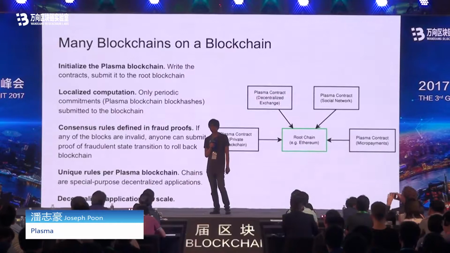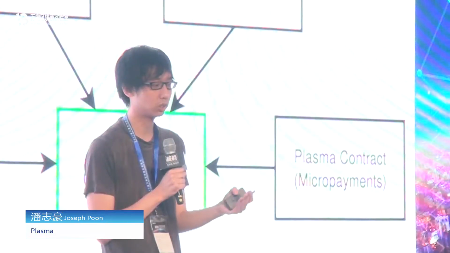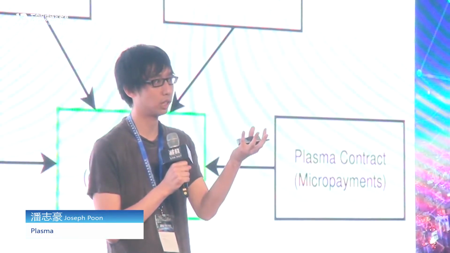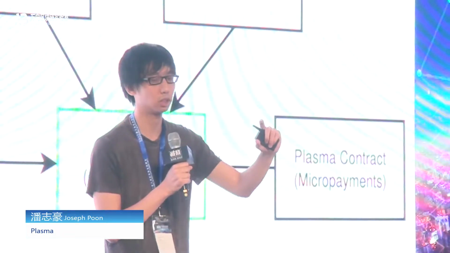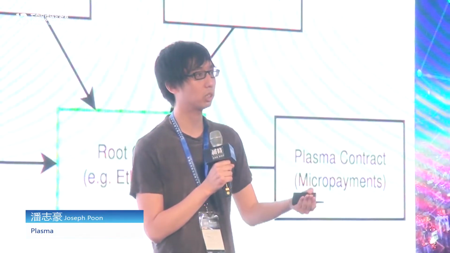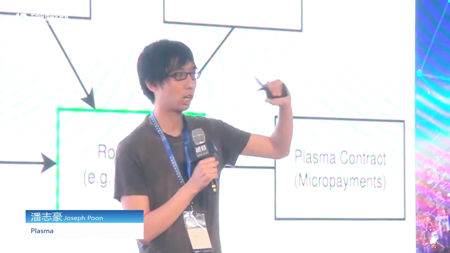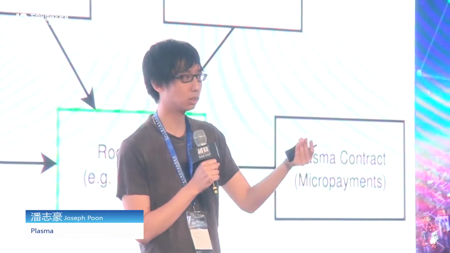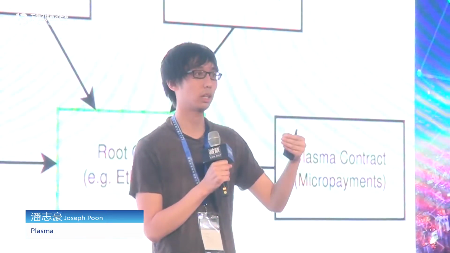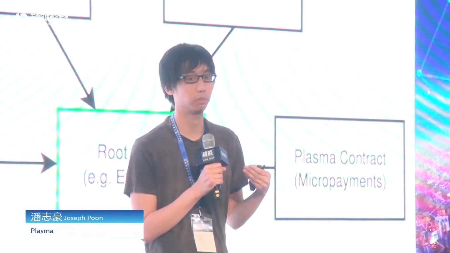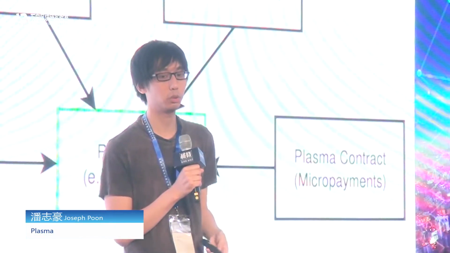So what is Plasma, right? Plasma is a construction that allows you to write a library, and you use this library and include your business logic, and upload the smart contract onto the blockchain. And after uploading your contract onto this blockchain, that creates a child blockchain. And there's local computation within this child blockchain. And the consensus rules are enforced using fraud proofs. And that means that if someone tries to create false blocks, that is enforceable on Ethereum. And within each blockchain, there are unique rules. And you can do decentralized applications at scale.